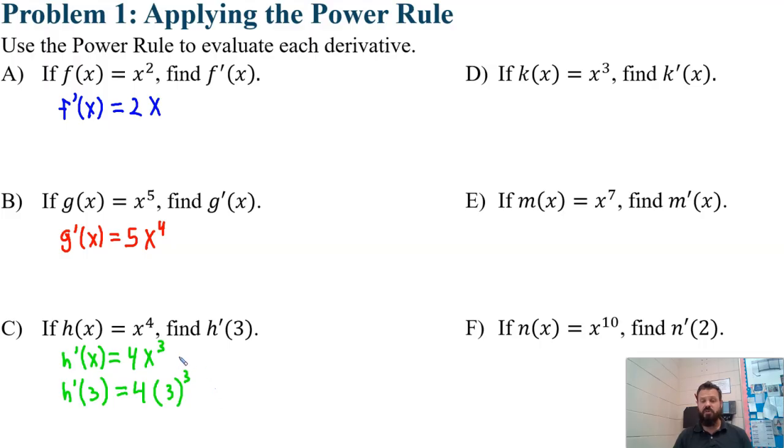Okay, I'd recommend doing this in two steps. Find the rule first, then evaluate. Don't try to do both at the same time. And that's going to be 4 times 3 to the 3rd, which is 27. So 108 would be the rate of change of h of x at x equals 3, the slope of that tangent line. Okay, the value of the derivative at x equals 3. All right, that's the basics of the power rule. Why don't you take a minute, pause the video, give D, E, and F a shot, and then hit play to check your work.